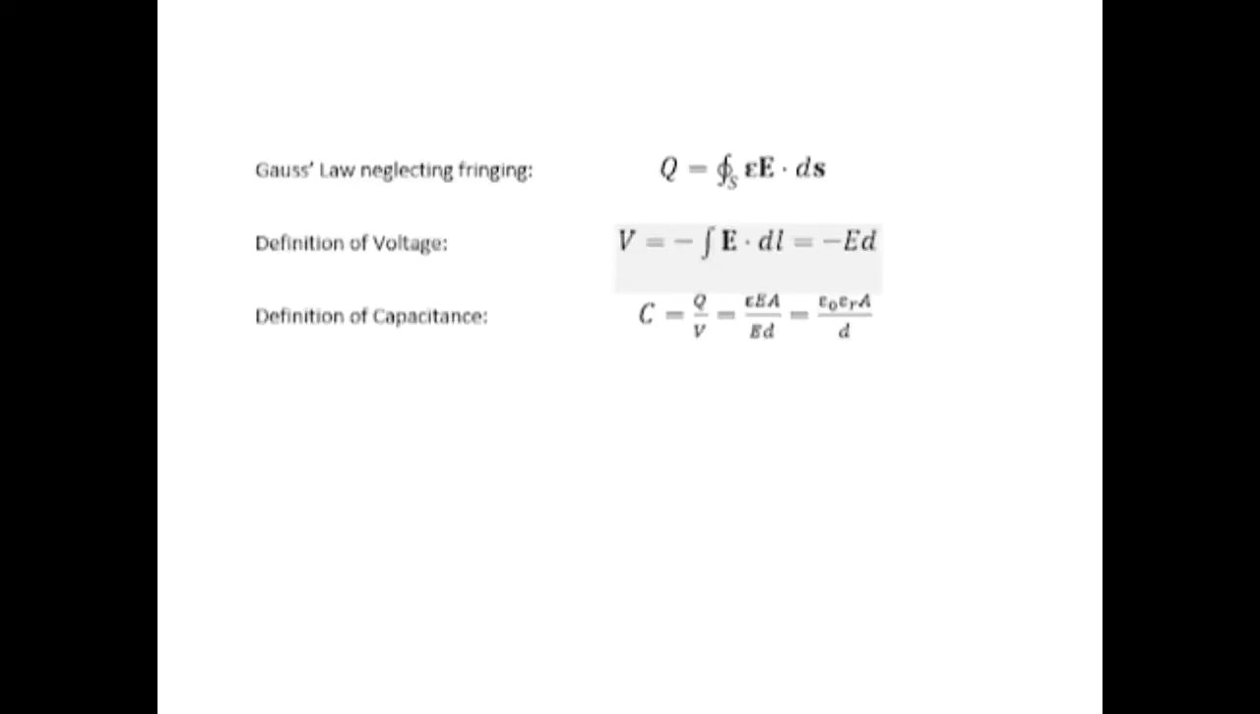The capacitance of a system depends upon the geometry and relative position of the two plates, along with the dielectric material that is in between them. This can be seen after applying Gauss's law and the definition of electric potential or voltage to the definition of capacitance of charge over voltage, as seen here.